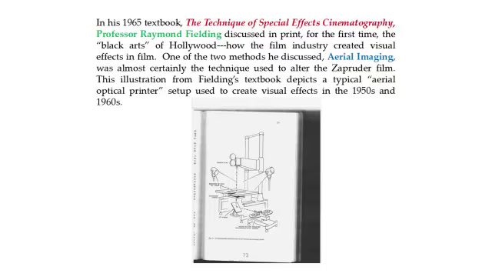This slide, which I obtained from a 1965 textbook called The Technique of Special Effects Cinematography by Professor Raymond Fielding, depicts what is known as an aerial imaging setup. Now, a professional in the trade who worked in those times would call this an aerial optical printer. This is a schematic simplified diagram of what a modified optical printer would look like in an aerial imaging setup. An animation stand is installed in the middle of the gear.